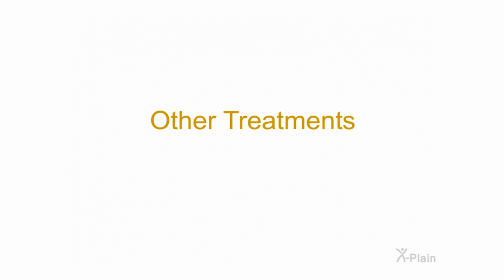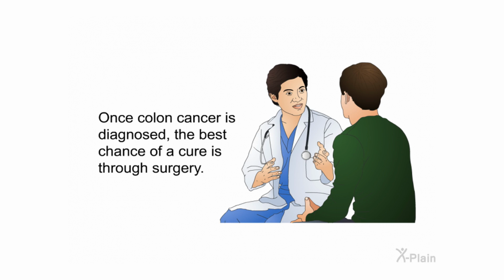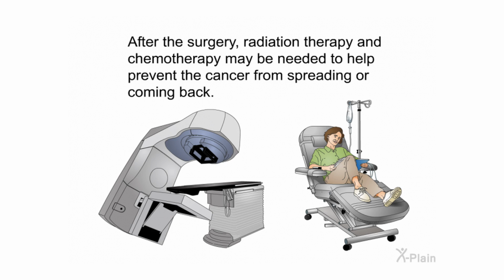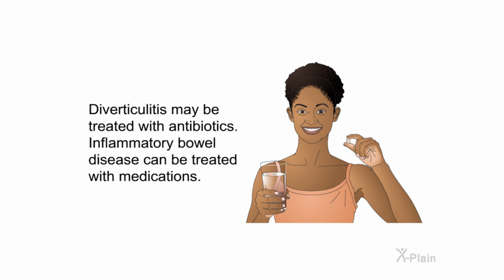Other treatments. Once colon cancer is diagnosed, the best chance of a cure is through surgery. After the surgery, radiation therapy and chemotherapy may be needed to help prevent the cancer from spreading or coming back. Diverticulitis may be treated with antibiotics. Inflammatory bowel disease can be treated with medications.